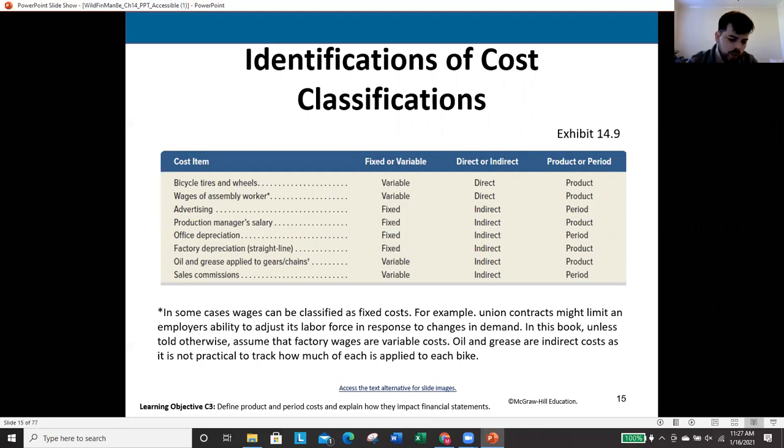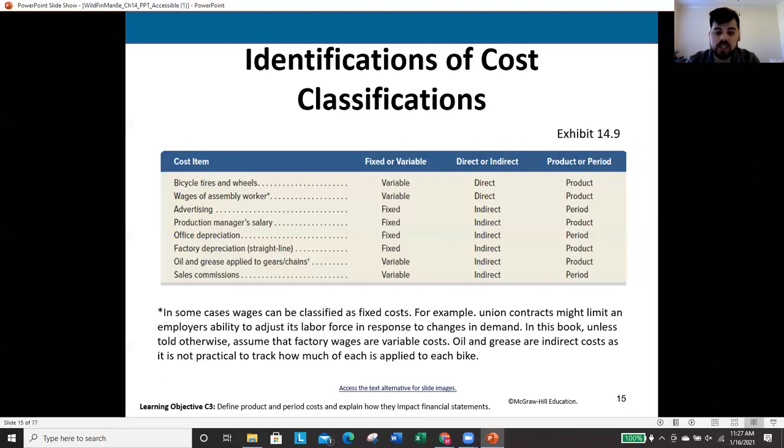Now, we're going to skip down a little bit and we're going to look at the production manager's salary. I want you to notice a key word here. It is salary. When you see the word salary, I want you to think fixed. If you see the word wages, I want you to think variable. In this case, we are told we have a salary. That is a fixed cost. Now, is that a direct cost or an indirect cost? Well, your production supervisor isn't hands-on anything. They're simply making sure everything is working properly. So because of that, we have an indirect cost here.